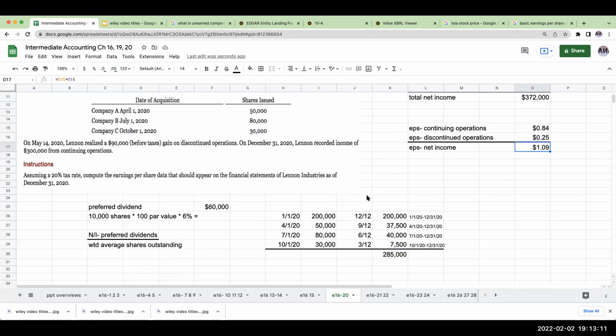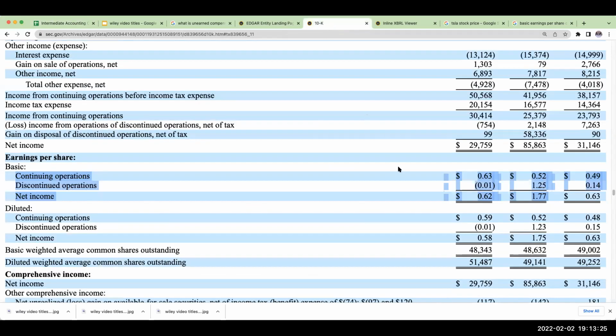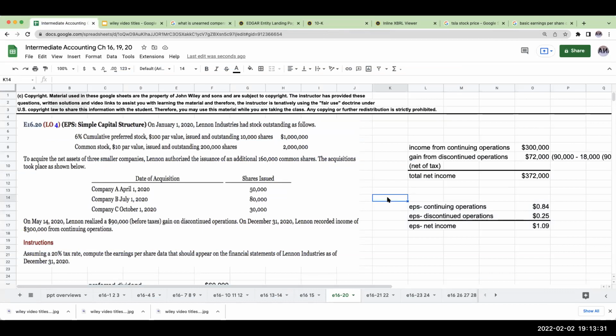Okay, so that is the question: compute the earnings per share that should appear on the financial statements of Lenin Industries. So this is how we would go through and present it. And this would be shown similar to over here, continuing operations, discontinued operations, and then net income. And this would be basic earnings per share.